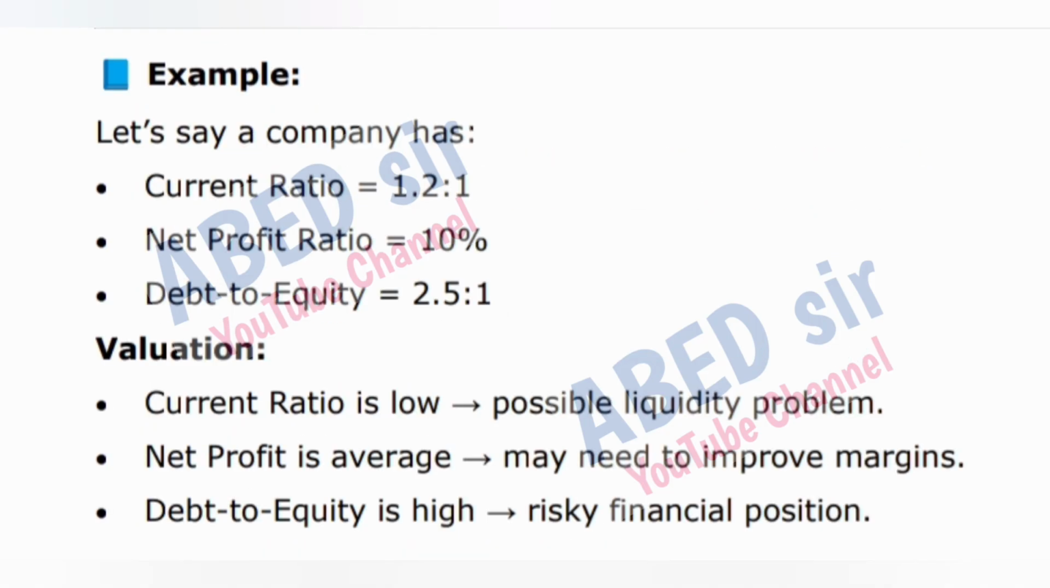Example: let's say a company has current ratio is equal to 1.21, net profit ratio is equal to 10%, debt to equity is equal to 2.51. Valuation: current ratio is low, possible liquidity problem. Net profit is average, may need to improve margins. Debt to equity is high, risky financial position.